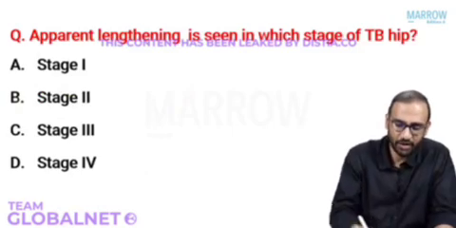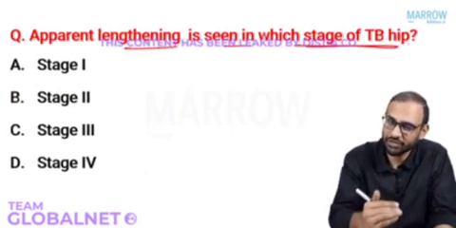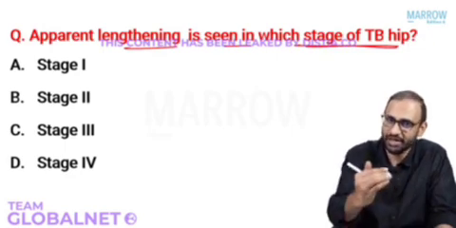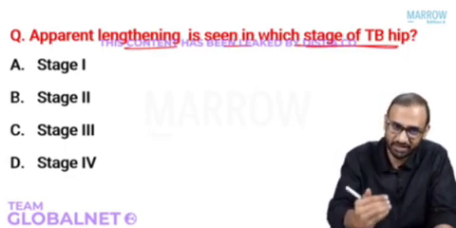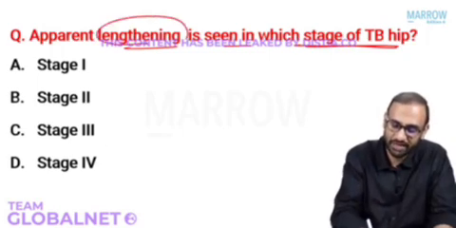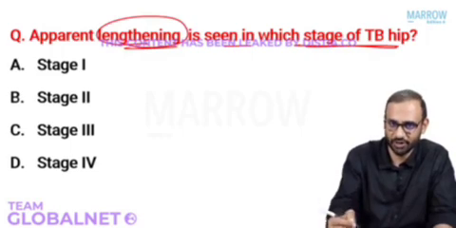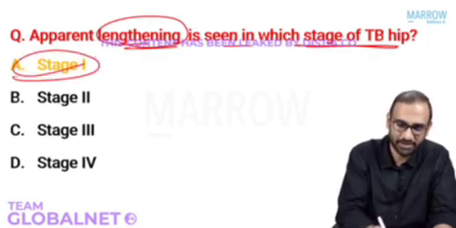Now, apparent lengthening is seen in which stage of TB hip? So you need to know the stages of TB hip. There is a stage of synovitis, early arthritis, late arthritis, advanced arthritis, and fibrous ankylosis. Which stage will give you lengthening? First stage, that is the stage of synovitis, where the patient will have flexion, abduction, external rotation with apparent lengthening. So the correct answer is stage 1.